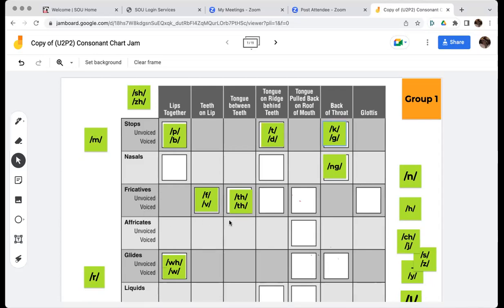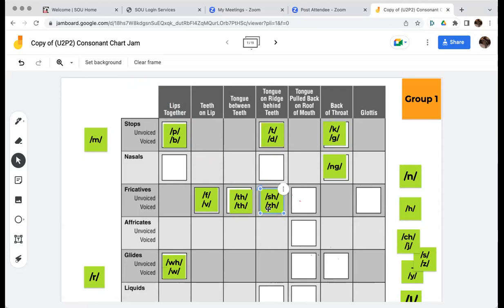Okay, and so in fricatives, we have tongue and the ridge behind the teeth. Jose, when you say zh, is your tongue behind the teeth there? Zh. Or shh? Behind the teeth. Okay, so we get to put the SH here. Okay, cool.